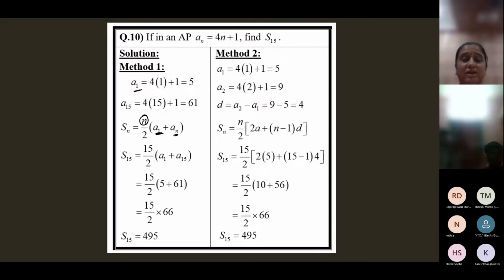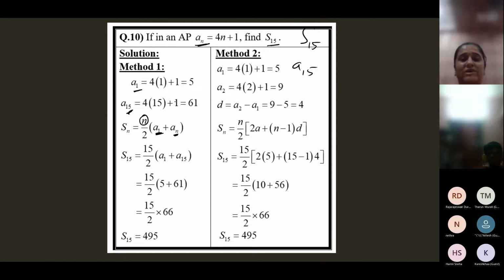Then we need to find an. What is an here? A15, because you have to find S15. For S15, an is A15. So when you find S15, you're finding the sum of the first 15 terms, and the 15th term is the last term, or the nth term. So for S15, you'll have to find A15. See here, you have an with you, so you can find A15.